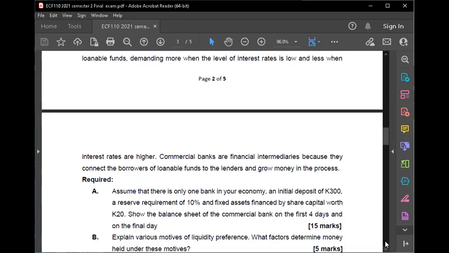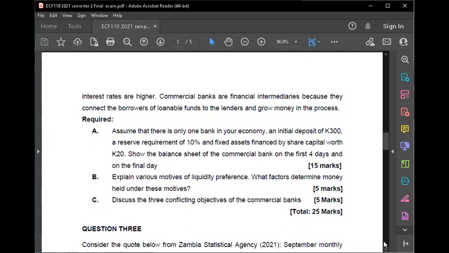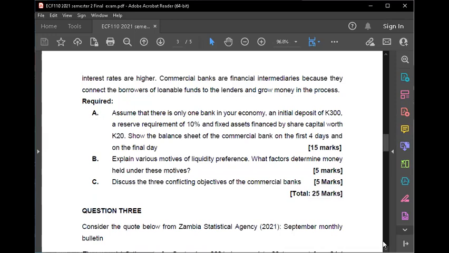So now it says required, which is the question: assume that there is only one bank in the economy, an initial deposit of 300, a reserve requirement of 10%, fixed assets financed by share capital worth K20. Show the bank's balance sheet of the commercial bank on the first day and on the final day, which is just the same thing.